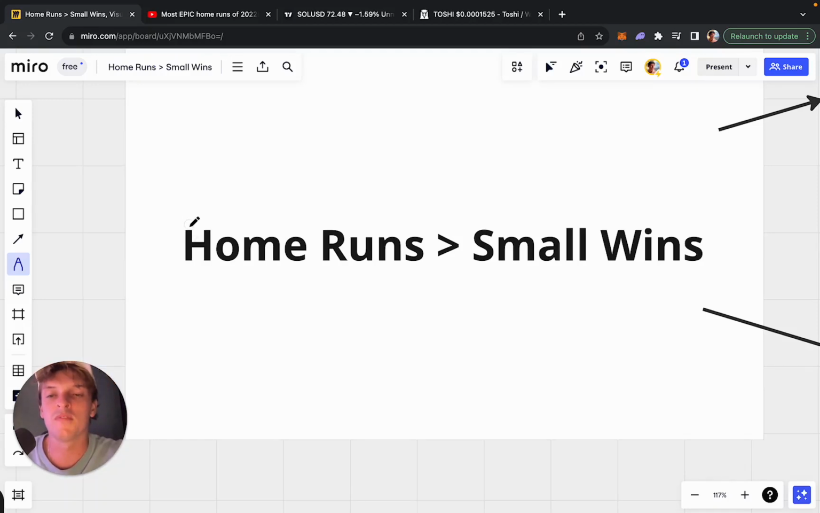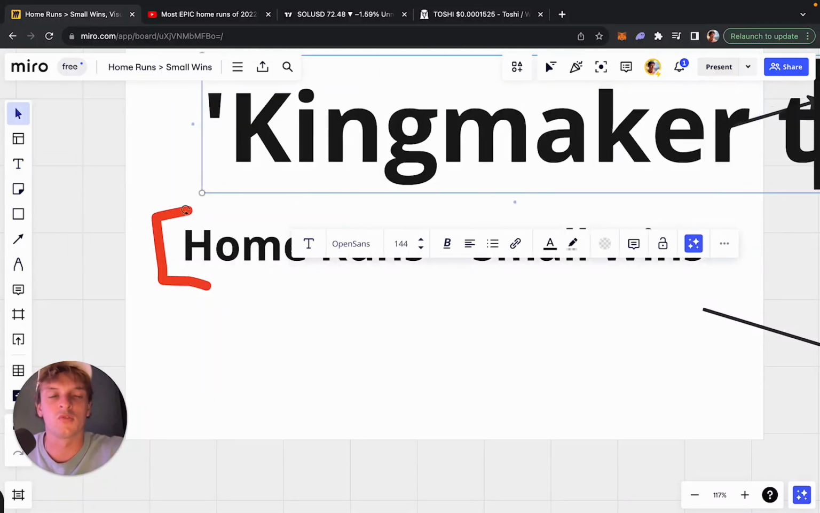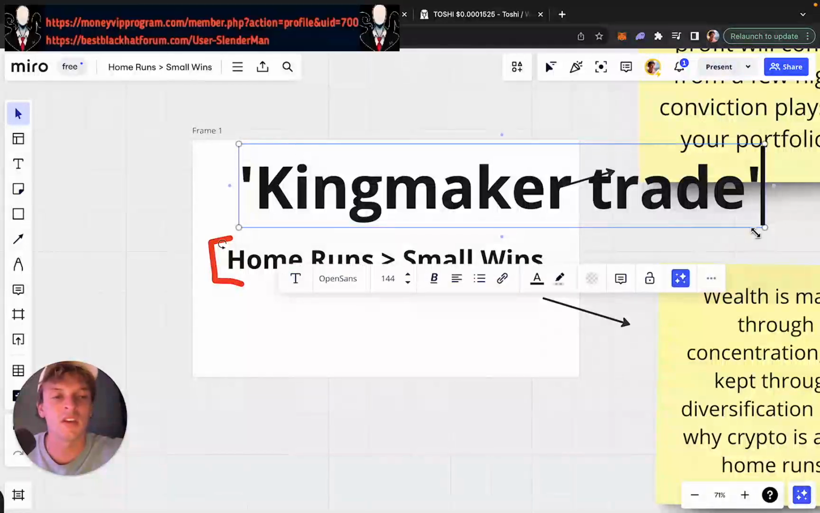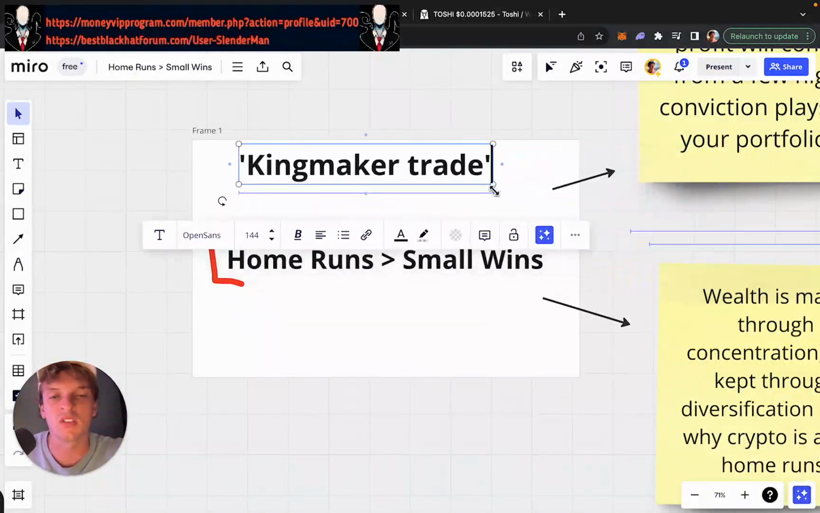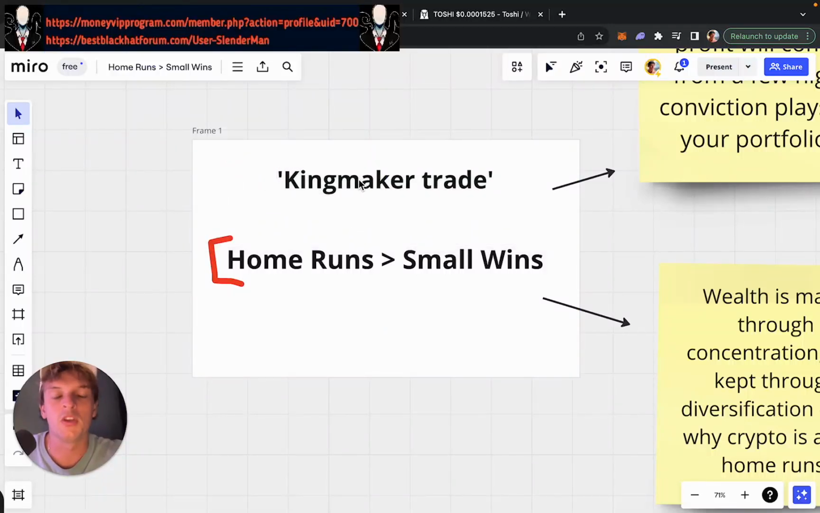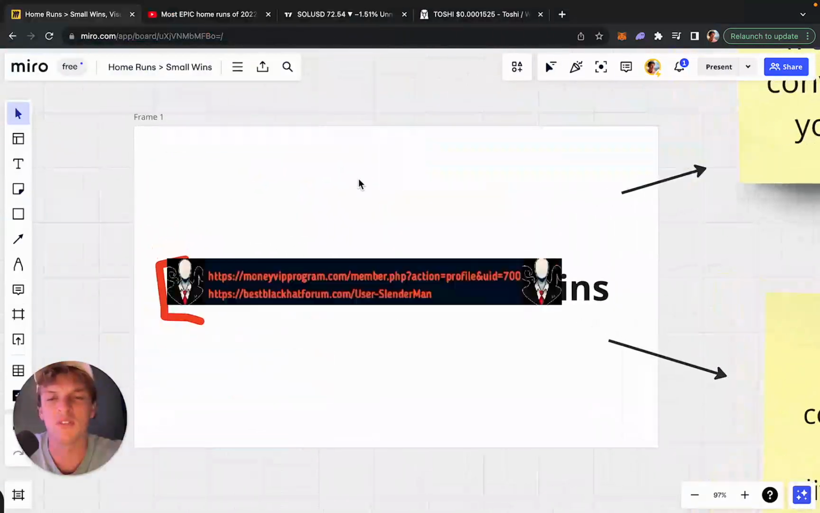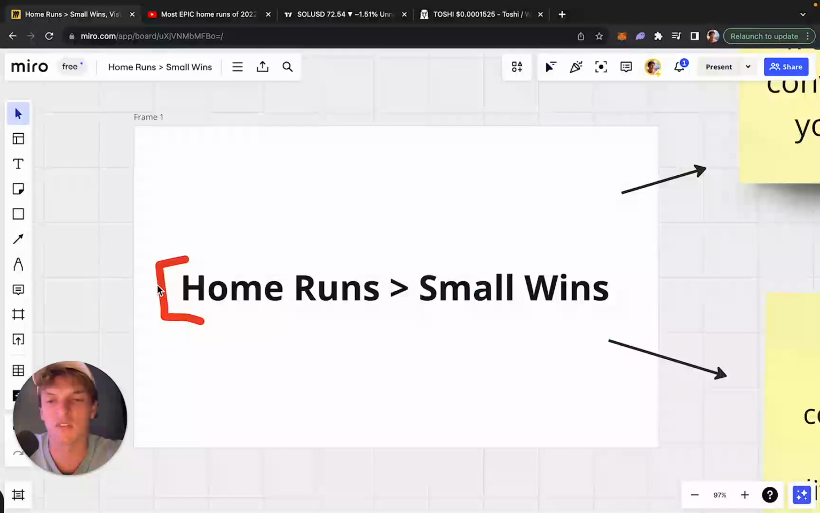You make most of your money from what we call home runs, or I guess another term for this would be a kingmaker trade, right? This is another expression that people use to basically describe sort of the same thing. So in crypto, you make 80-90% of your money from like 1, 2, 3 different positions that occur during a bull run. Right, it's a really weird phenomenon, but it happens for pretty much everyone, right?